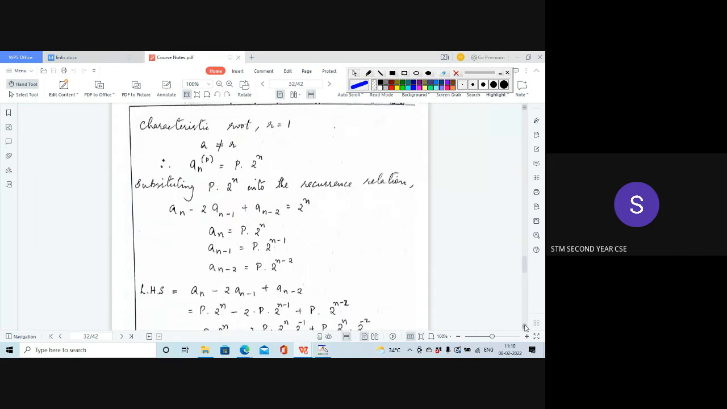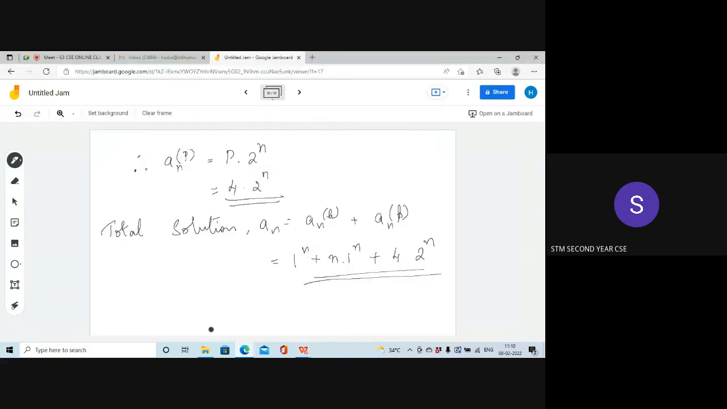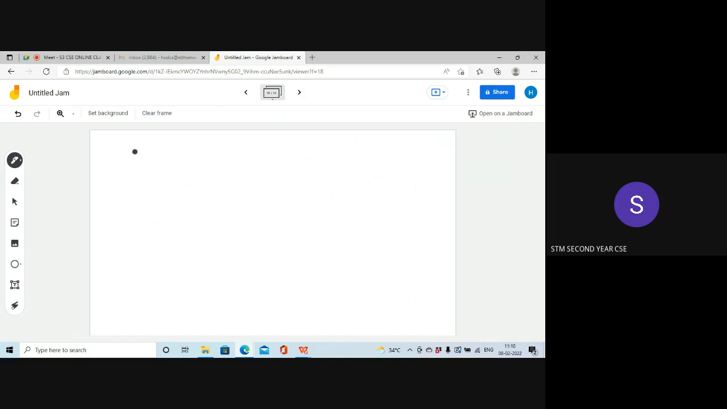When A is equal to R, the formula to be used. What is the formula to be used when the root and the given A values are same? When A is equal to R, which formula should be used for the particular solution? Homogeneous part is the same always.